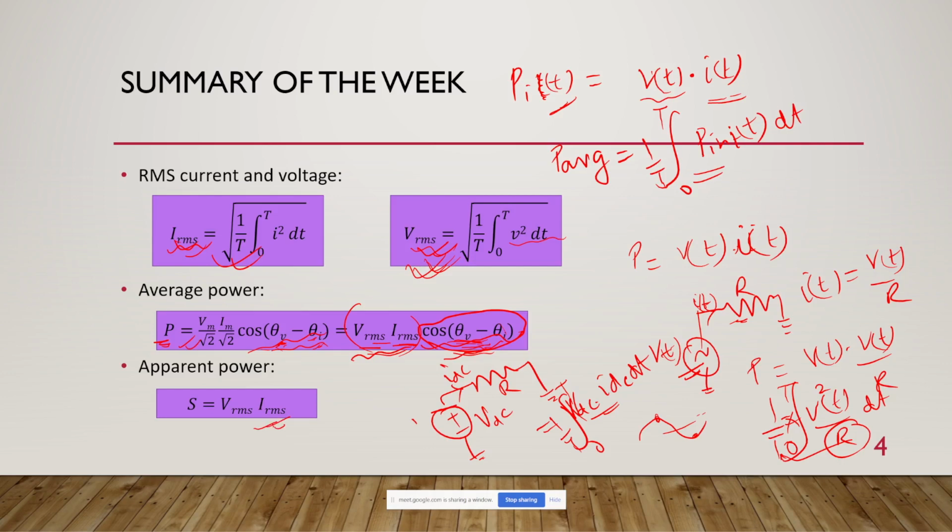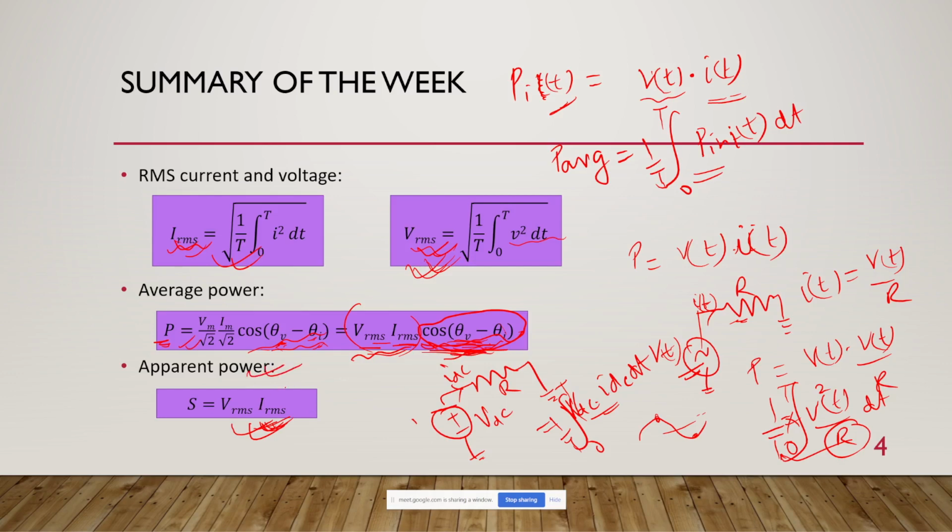Why apparent power? In general, what equation comes to your mind when you say power dissipation? It is V times I, isn't it? So if you simply multiply the current times voltage, this is also some kind of a power, but this is not the actual power that is dissipated in the circuit. The actual power is what? We have to multiply by the power factor.